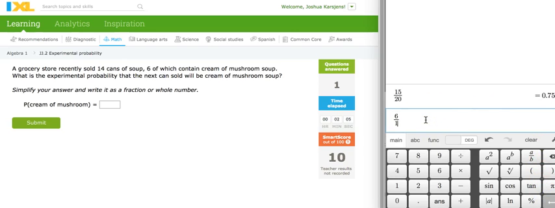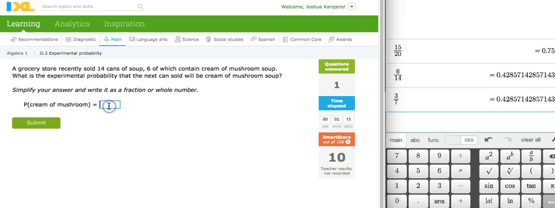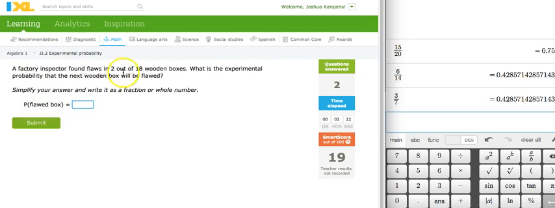So 6 out of 14. Yeah, I think that simplifies. Let's see, 6 of 14 can both be divided by 2. Is that 3 out of 7? There you go, 3 out of 7. Same probability. What's the probability that the next can, if they were to sell cans at random, is a cream of mushroom soup? Sorry. They're really stretching for the story problems here. So sorry.